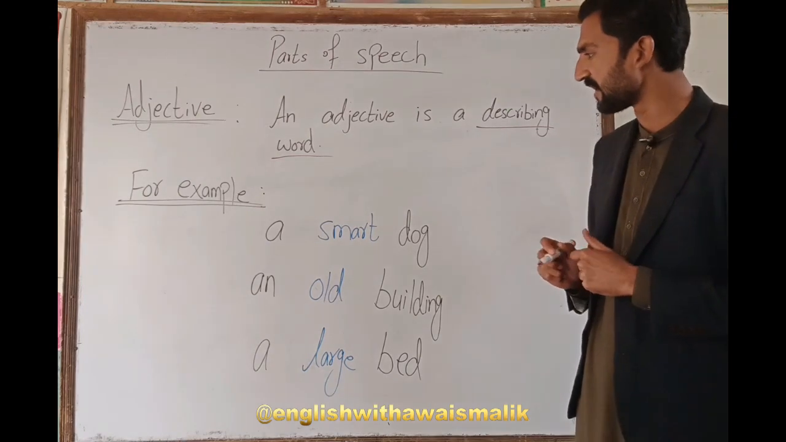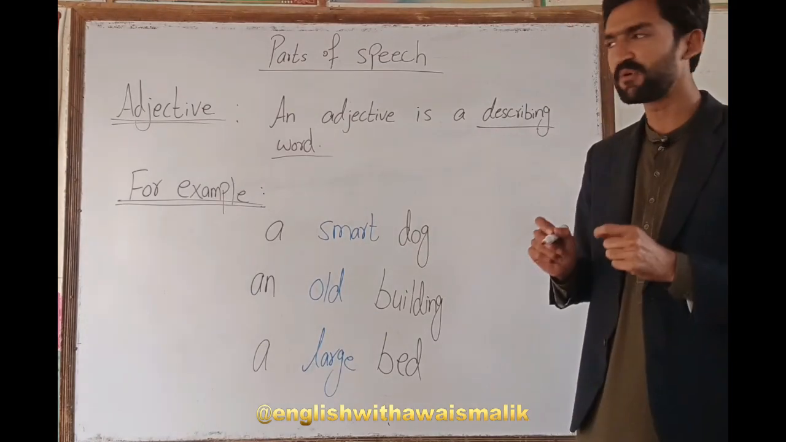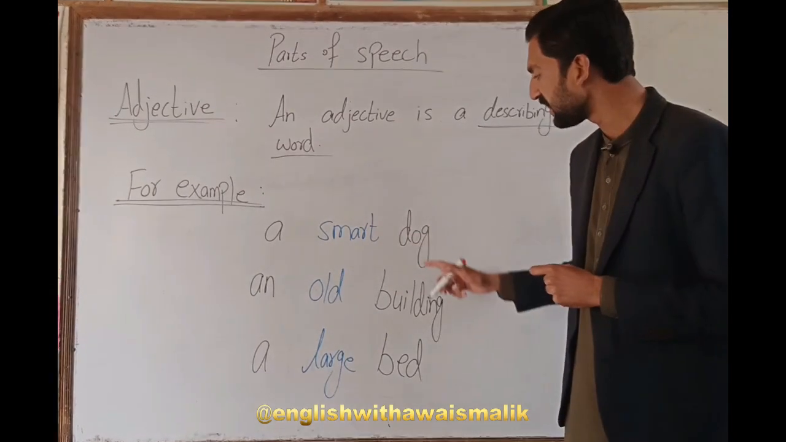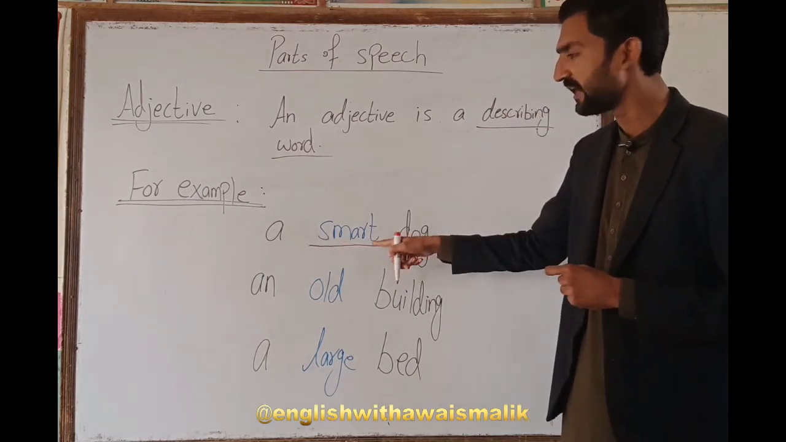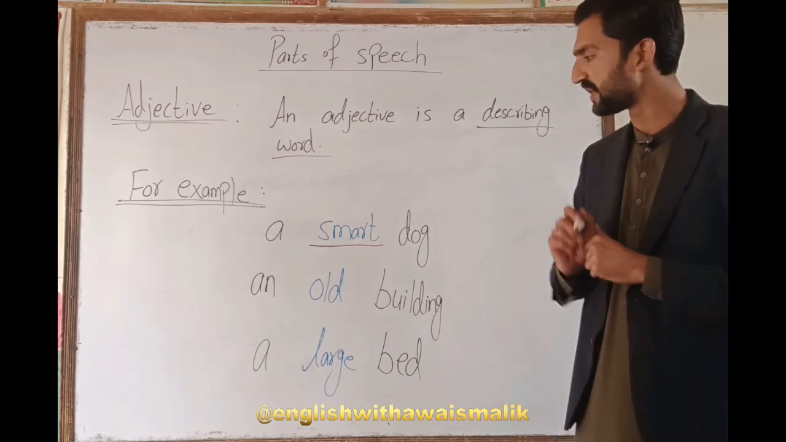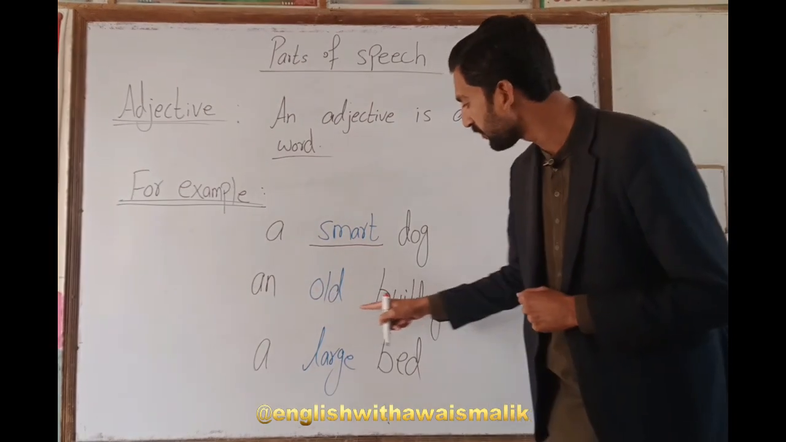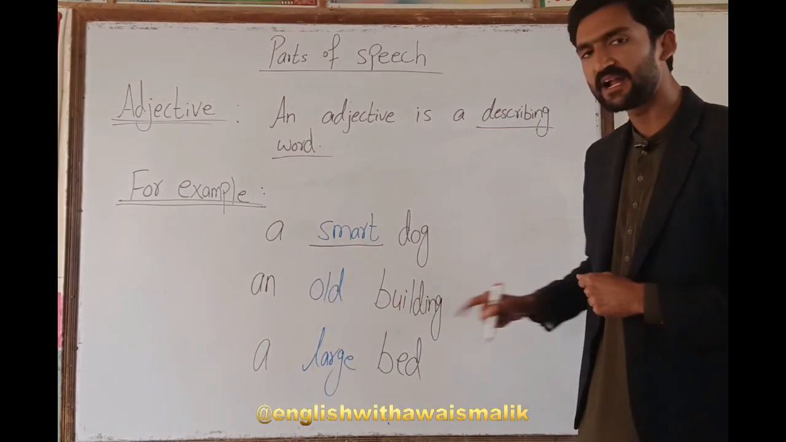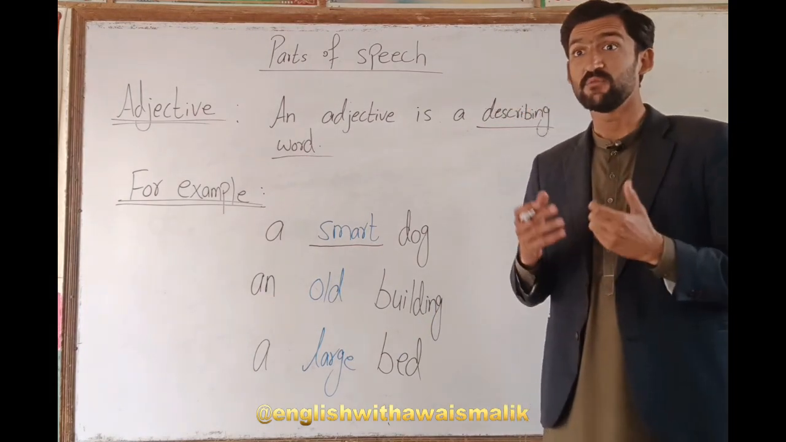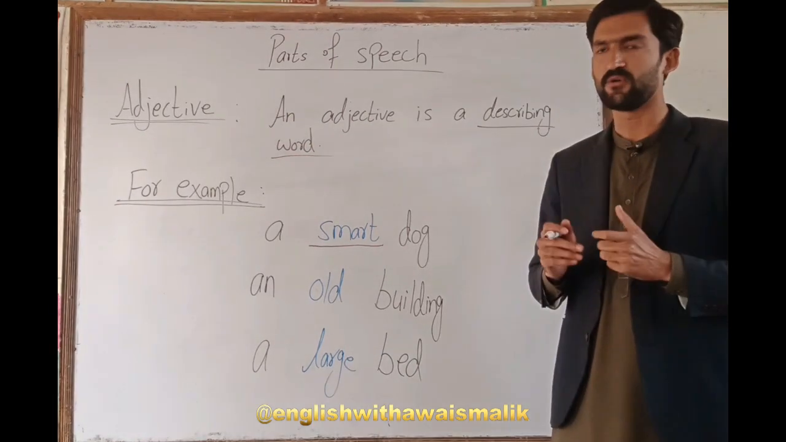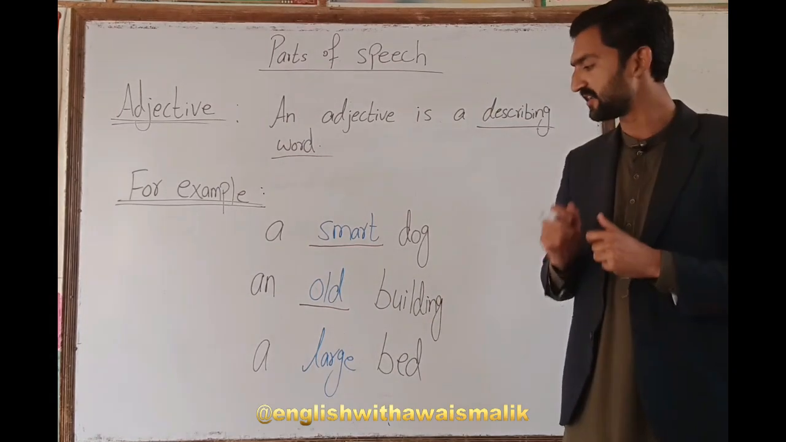So if we look through the examples, we have an example like when we say a smart dog. Whenever we use a word which gives additional information about the noun, this is considered to be an adjective. So here the word smart is considered an adjective. Further we have another example: an old building. There is a building, and building is also a noun. Any word which gives more information about a noun is considered to be an adjective. So here the word old is an adjective.